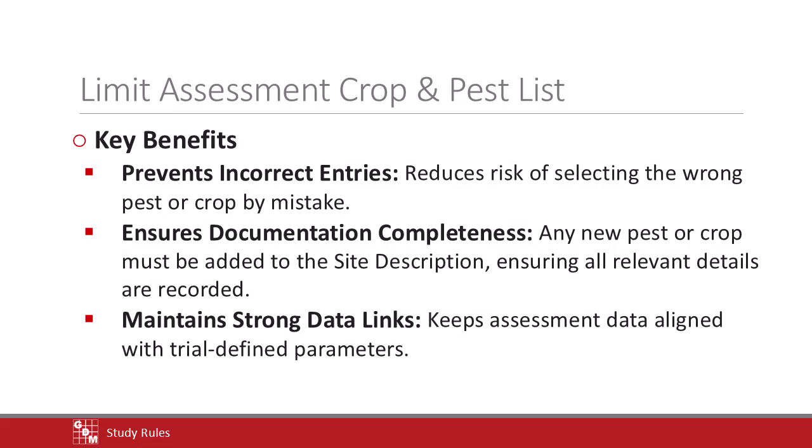Utilizing this study rule has some key benefits. Prevents incorrect entries, reduces the risk of selecting the wrong pest or crop by mistake. Ensures documentation completeness. Any new pest or crop must be added to the site description, ensuring all relevant details are recorded. Maintains strong data links, keeps assessment data aligned with trial-defined parameters, similar to how application codes must match those in the treatment editor.